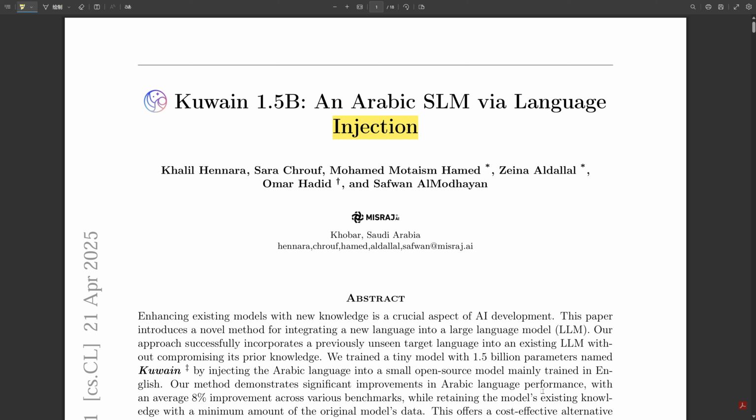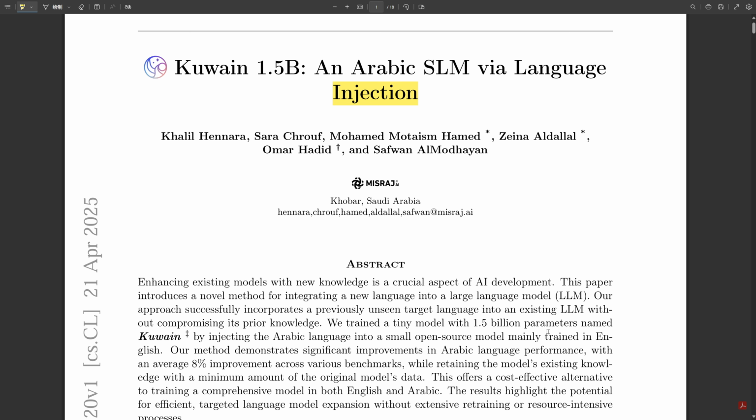And you're tuning in because you want to quickly grasp these important developments, right? Get those satisfying aha moments. Absolutely. And today we're going to really dissect a piece of research that tackles this challenge head on in a very innovative way, actually. Okay, so we're diving into the research paper Kuwain 1.5B, an Arabic SLM via language injection. We've also got some background notes on a research timeline, key people involved.